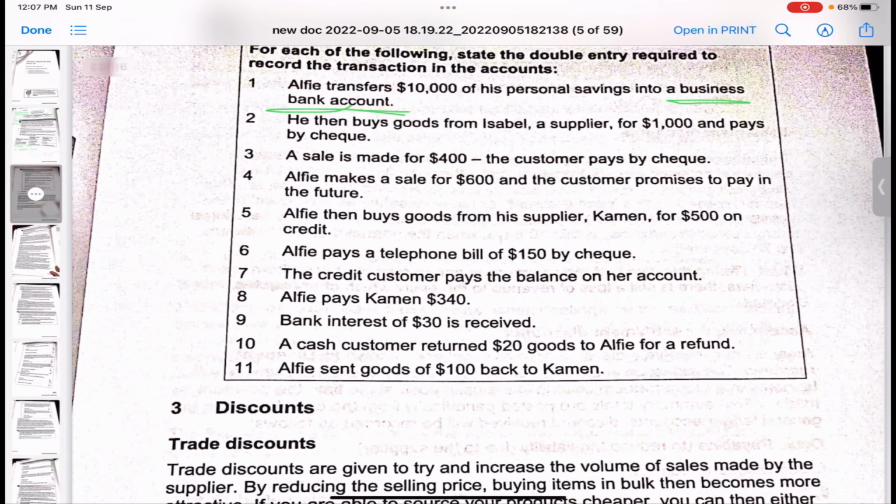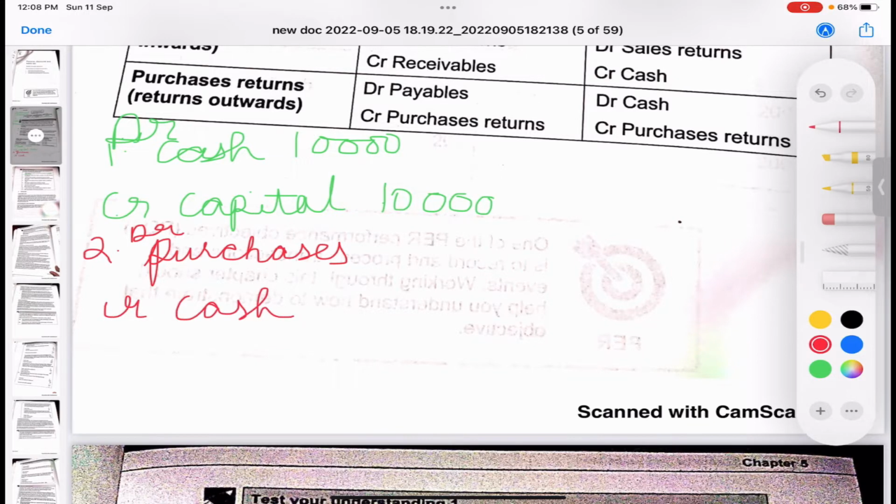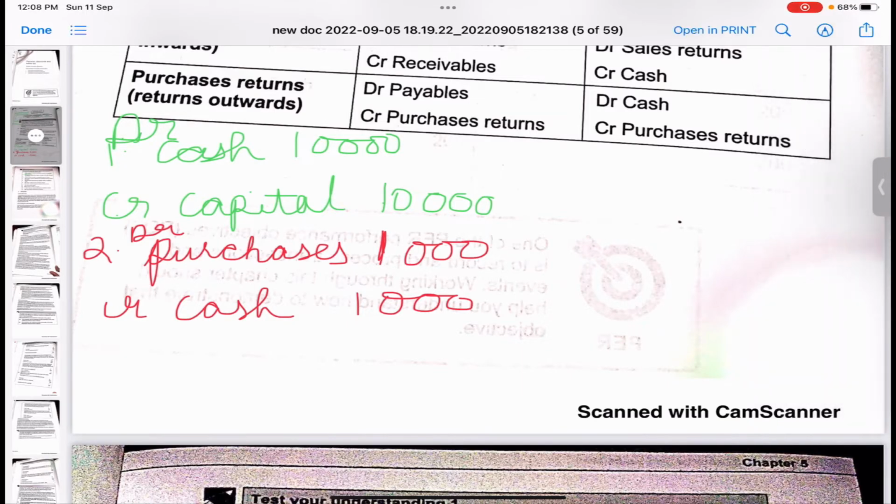He then buys goods from Isabel, a supplier, for $1,000 and pays by check. Pays by check, which means pays by cash. So you know this is very easy. This is purchases to cash, right? This is nothing but purchases gets debited to cash. How much? 1,000. Right. Now let's see the third one.